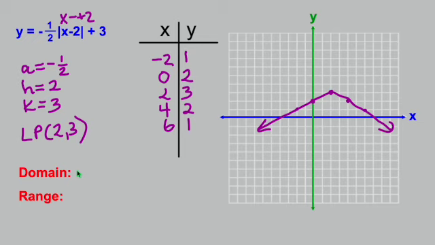Well, x can be anything. So I'm going to say from -infinity all the way through +infinity. Range. What's the highest and lowest my graph goes? Well, the highest it ever goes is this point here, which has a y value of 3, and it's going to continue to get lower. So I'm going to say y is going to be less than or equal to 3.